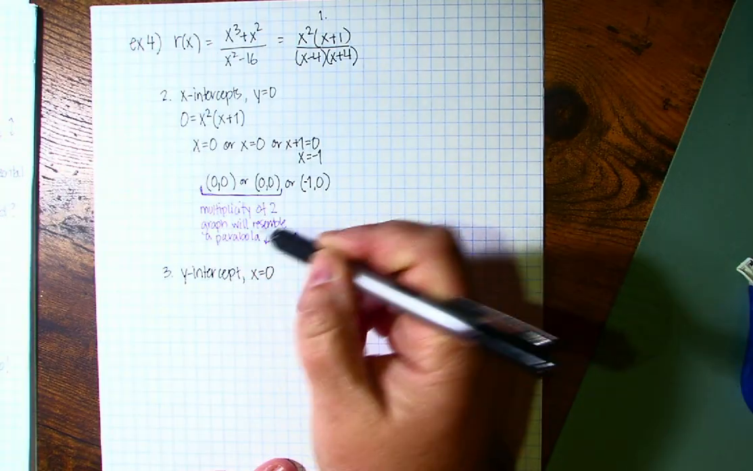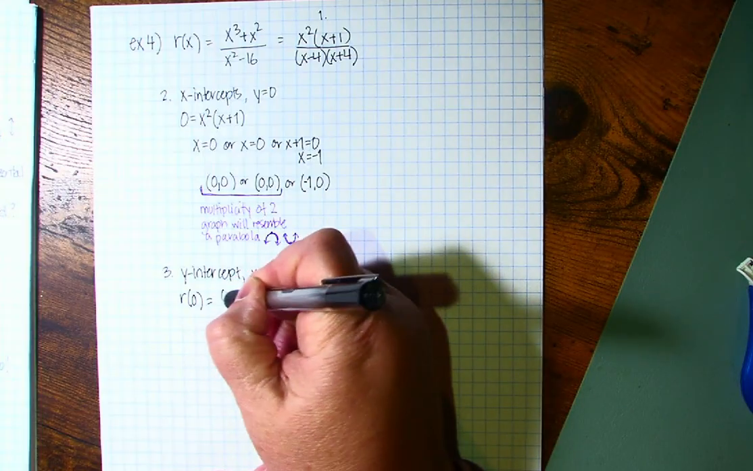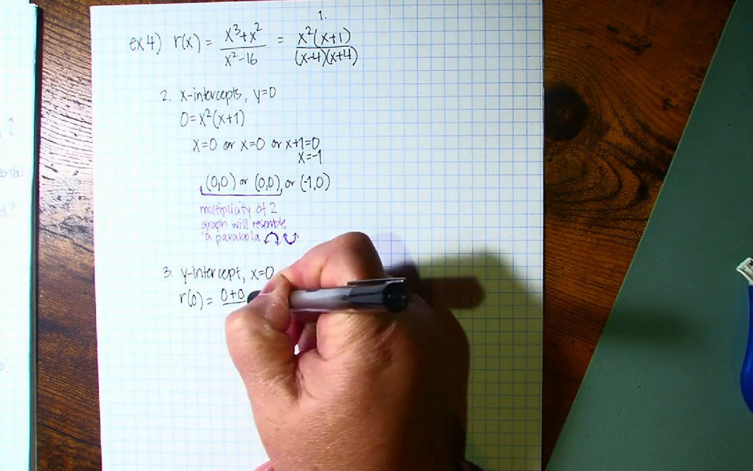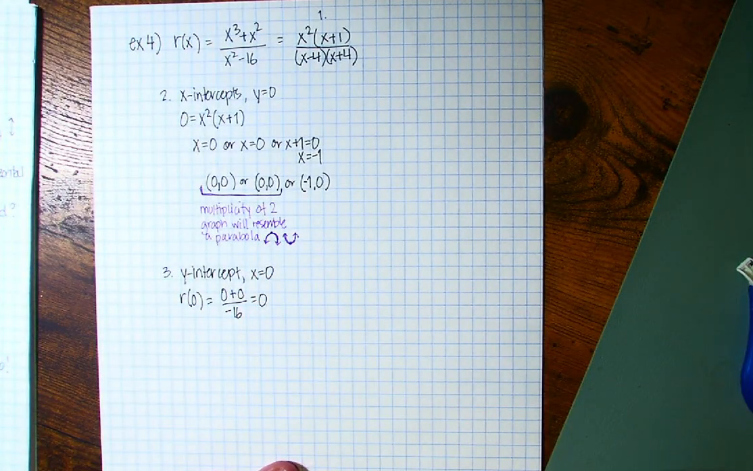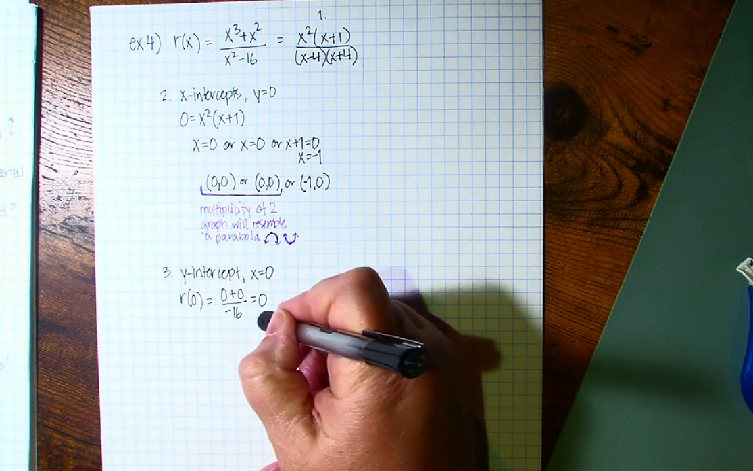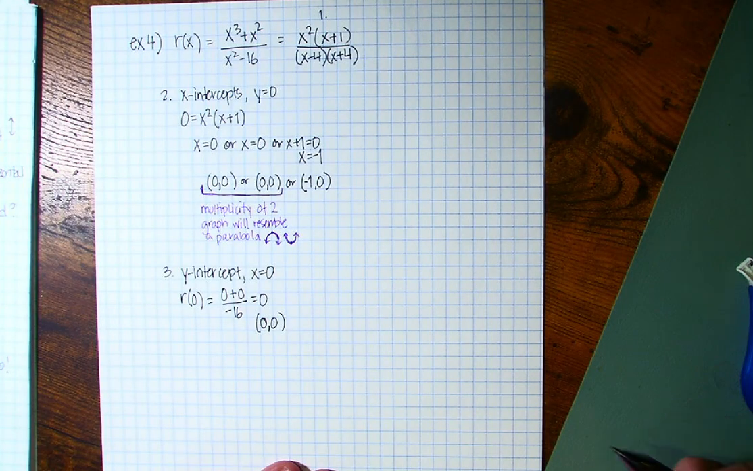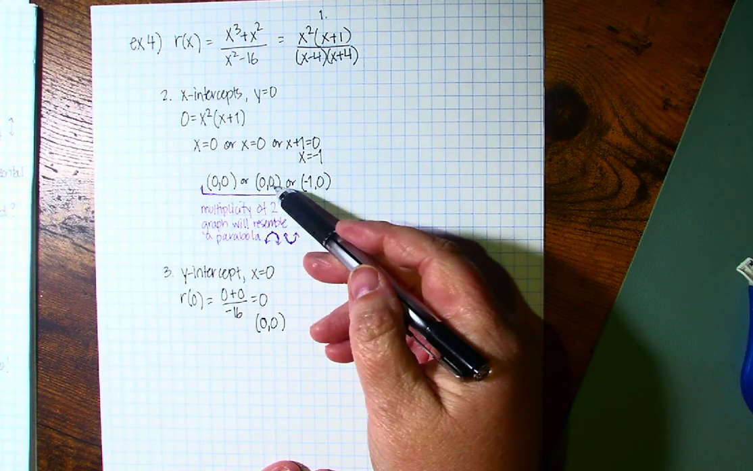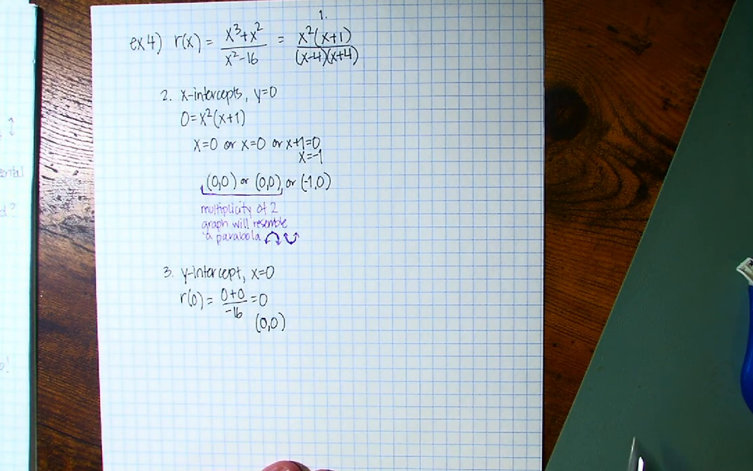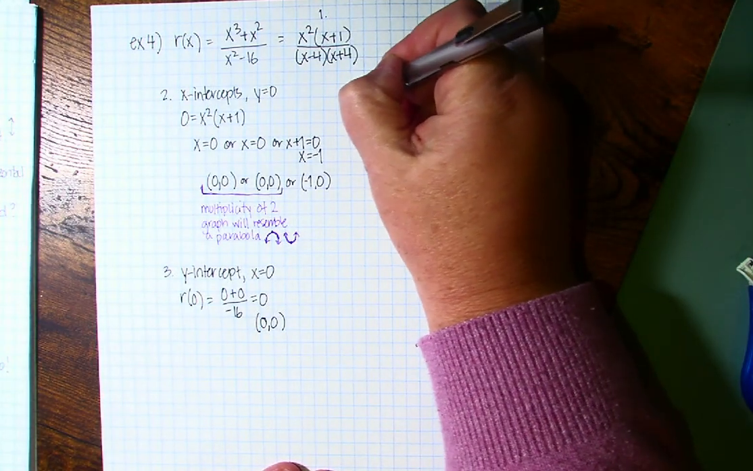Y-intercepts occur when x is equal to 0. So this will be at an x of 0. Well, I have 0 plus 0 over negative 16. That's just 0. So my y-intercept is just going to be 0, 0. Some of you have already figured out that if your x-intercept is at 0, 0, you will have a y-intercept at 0, 0. Plain and simple.